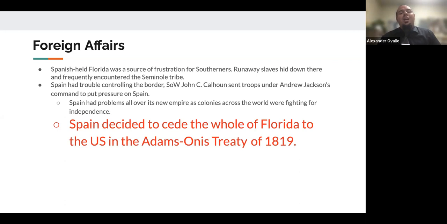Secretary of War John C. Calhoun will send troops under Andrew Jackson's command to put pressure on Spain. At this time in the world, Spain had a lot of problems in its empire as colonies across the world were fighting for their independence, especially in Central and South America. Spain decided to say, we'll give you the whole of Florida in what's known as the Adams-Onis Treaty, 1819.